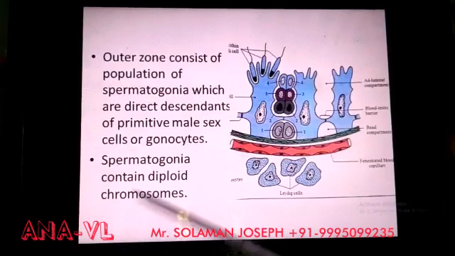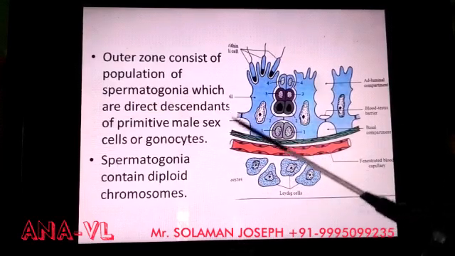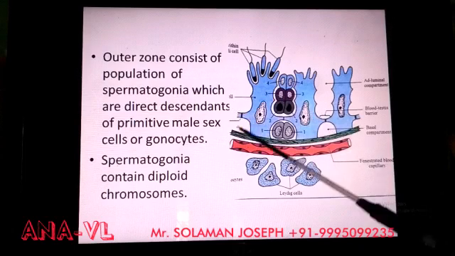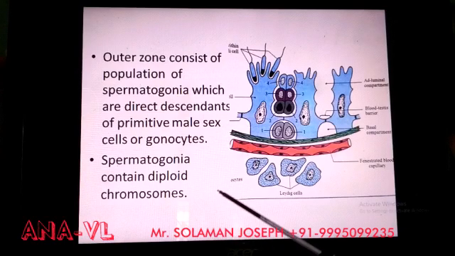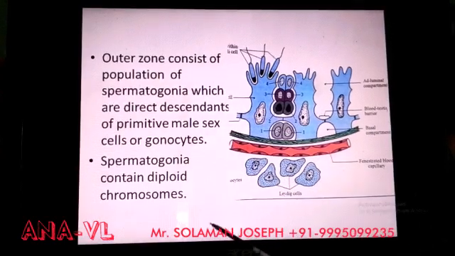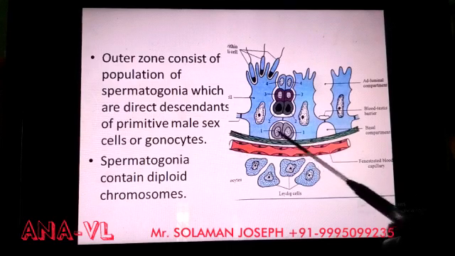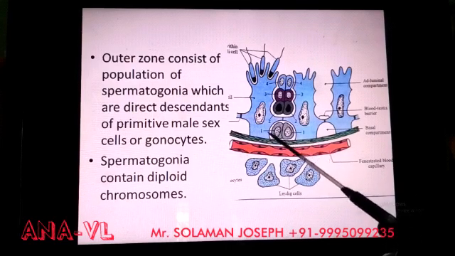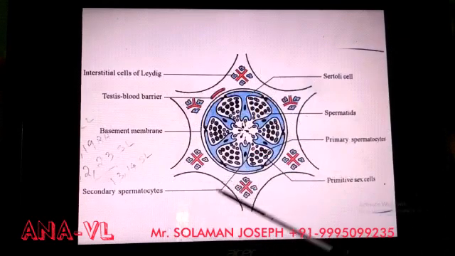We already mentioned that it is divided into three zones. The outermost zone consists of populations of spermatogonia, which are direct descendants of primitive male sex cells or gonocytes. Here we can see the primitive male sex cells. The spermatogonia contain diploid chromosomes. You already know the diploid and haploid chromosome numbers, right?